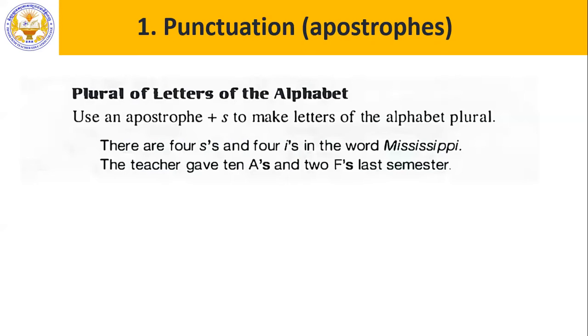The last use of apostrophe is to make the letters of the alphabet plural. Use an apostrophe s to make letters of the alphabet plural. There are 4 S's and 4 I's in the word Mississippi. We cannot just put s after the letter S when you want to make that letter plural. You need an apostrophe. The teacher gave 10 A's and 2 F's last semester.